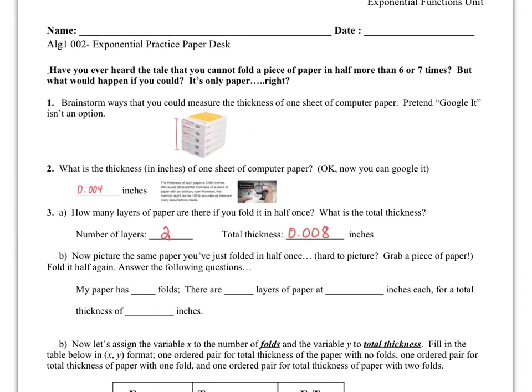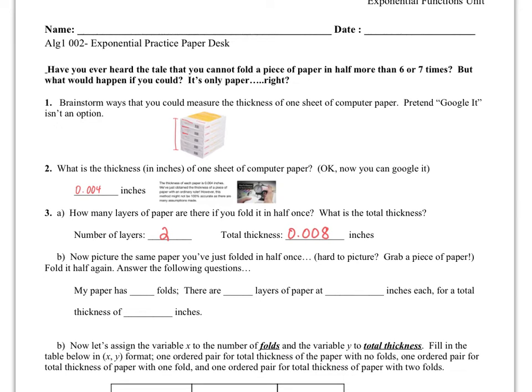Now let's fold that piece of paper in half again. Grab your piece of paper, now you've folded it in half twice. So my paper has 2 folds. How many layers are there? Count those layers and you're going to see that you have 4. Since they're 0.004 inches each, that would be a total thickness of 0.016 inches total.